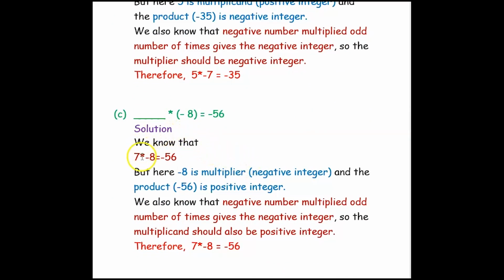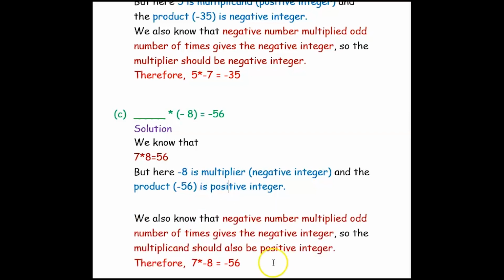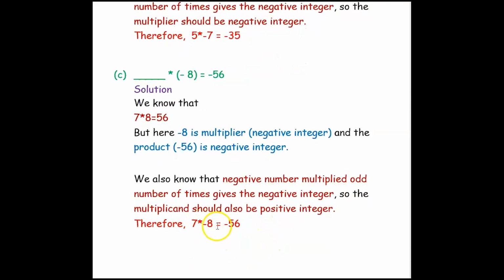Next question is dash into negative 8 equal to negative 56. So we know that 7 into 8 is 56. So the multiplier is a negative integer and the product is a negative integer, negative 56. We know that a negative integer multiplied an odd number of times gives a negative integer. So already we have one negative integer. So the other number should be a positive integer. So that will give the result as a negative integer. So it is positive 7 into negative 8 is negative 56.